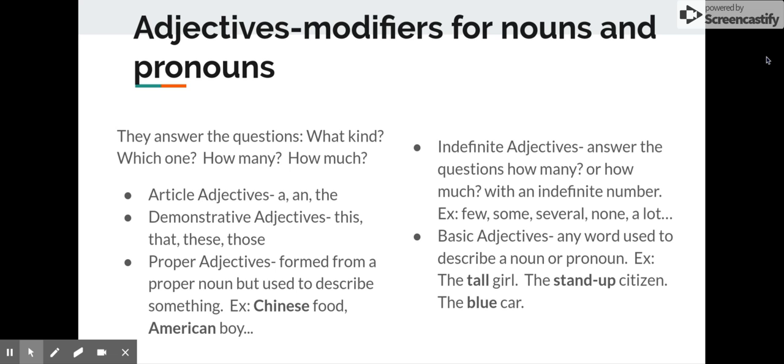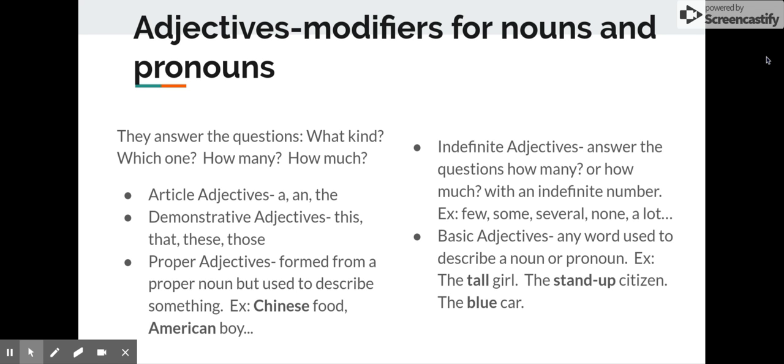There are 5 different types of adjectives that I've outlined here for you. Article adjectives: a, an, and the. They loosely answer the question, what kind or which one. They never change. There are only 3 article adjectives. There will never be any added to them. There will never be any taken away from them.